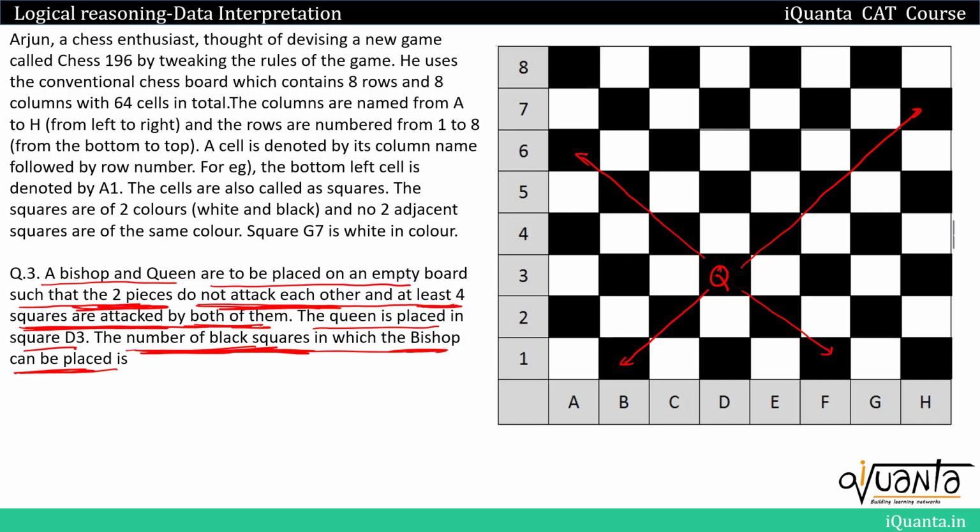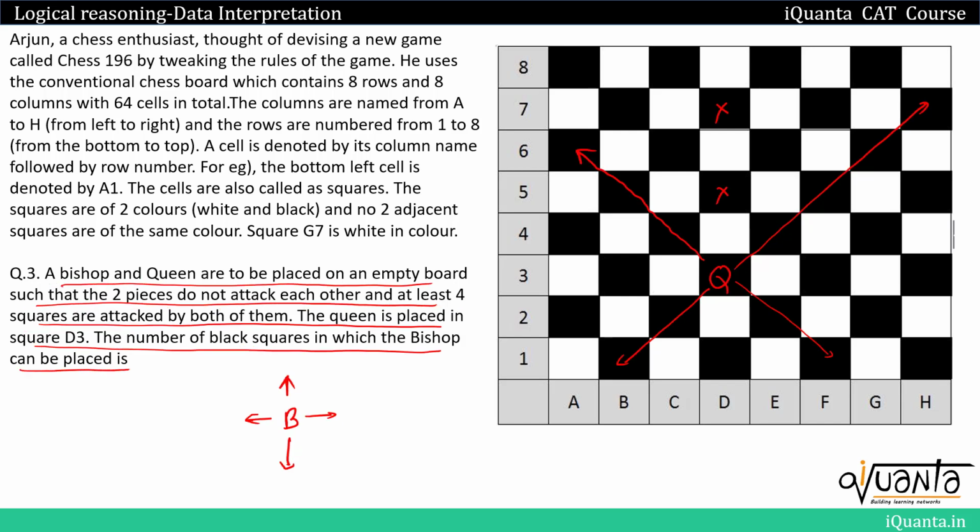Now let us try to find out the black squares for the bishop so that the queen and bishop do not attack each other. We know that the queen can attack throughout the column and throughout the rows. So it is very clear that we cannot place the bishop over here because then it will attack the queen. Here also it will attack the queen. Here also, and here also, it will attack the queen.